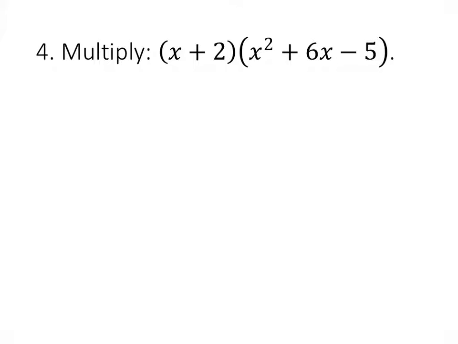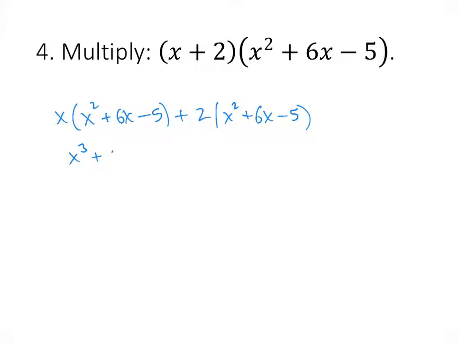Now we're multiplying two polynomials, and there's a couple different ways to think about this. We can just distribute, which would mean multiplying x by everything in the second set of parentheses, x squared plus 6x minus 5, plus 2 times everything in the second set of parentheses, x squared plus 6x minus 5. And then this is fairly similar to the one that we just did. We distribute x cubed plus 6x squared minus 5x plus 2x squared. 2 times 6 is 12x. 2 times 5 gives me minus 10.